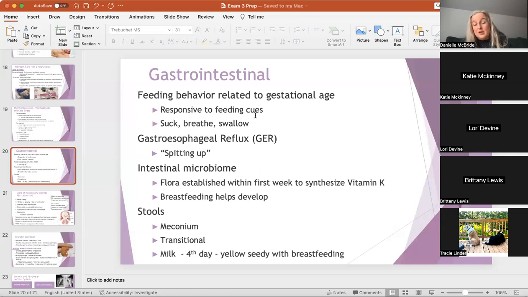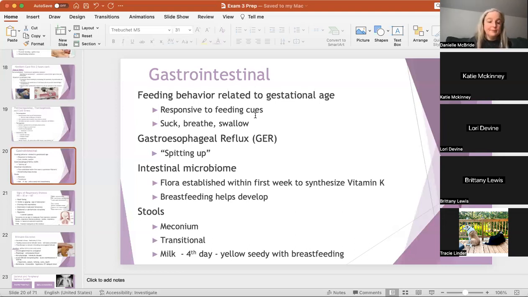We already talked about feeding cues when we talked about baby Molly. What kind of stools will we see for our baby? What do you think? You see meconium, which is that dark green, black in color, tarry, sticky, thick. Perfect. And then what happens after that? There's a transitional period between the meconium and then the 4th day. And then what does it look like after transitional? If she's breastfeeding, it will be yellow and seedy.